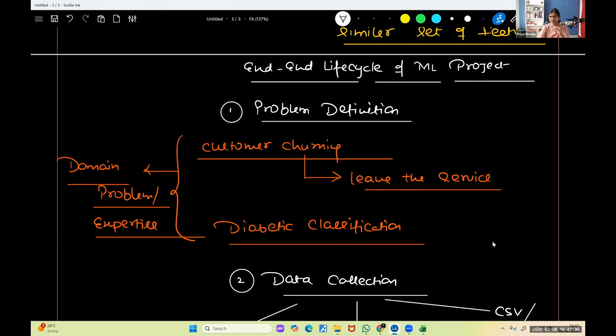What is the impact of it? If my model is saying the customer will leave the service, I have to think about the ways, the recommendations, for how I can make sure that the customer will not leave my service. When I talk about the concept of diabetic classification, I have to think about how my model will be able to explain the predictions, and how my model will be able to give me accurate results. So with respect to every change of problem, you will have a different level of domain expertise required to solve that problem.